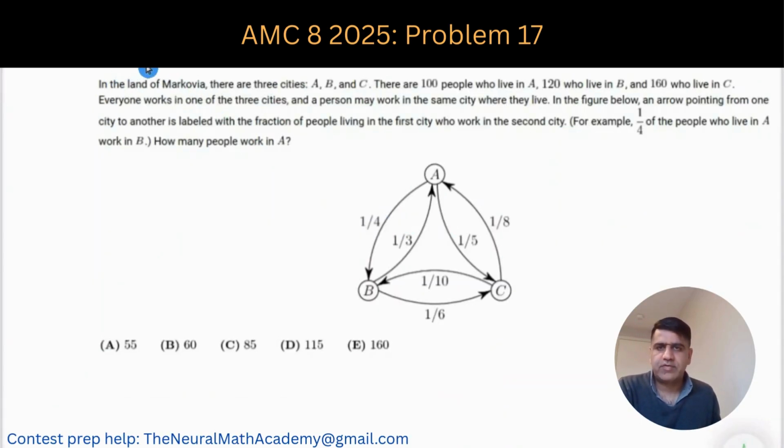Let's look at problem 17, where we are given 3 cities, A, B, and C. There are 100 people who live in A, 120 in B, and 160 in C. Everyone works in one of the 3 cities, and a person may work in the same city where he lives. And then it says an arrow pointing from one city to another is labeled with the fraction of people living in the first city who work in the second city.